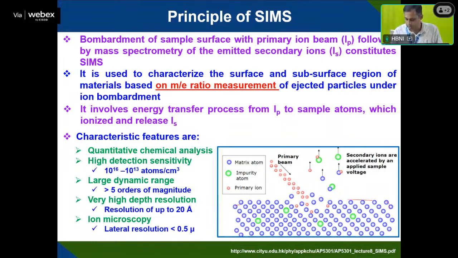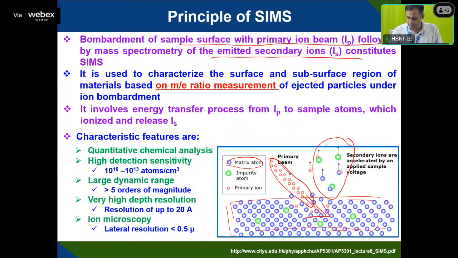This is the sample surface here. On the sample surface, you can see the matrix atoms in blue, and the green one is an impurity atom, and this red one is the primary beam, the ion beam, falling on the sample. What will happen with the bombardment of the sample surface with a primary beam of intensity IP? You will emit secondary ions. You can see the secondary ions emitting here, either impurity atoms or matrix atoms, or even the incident atoms combined.